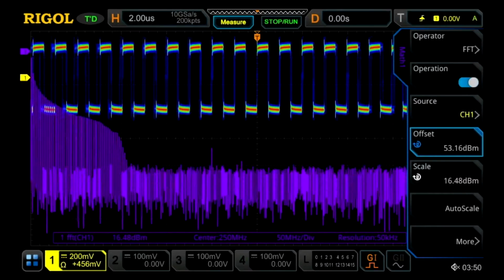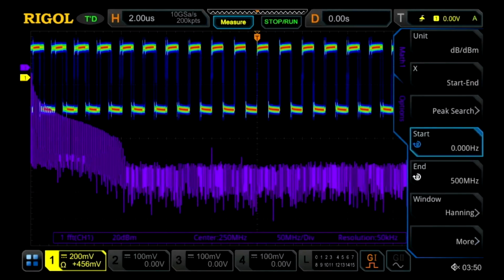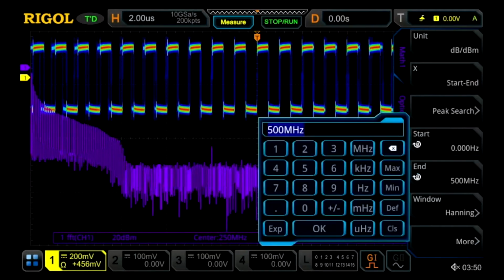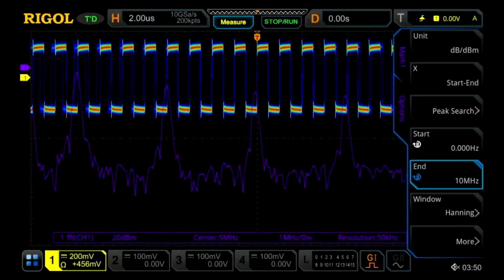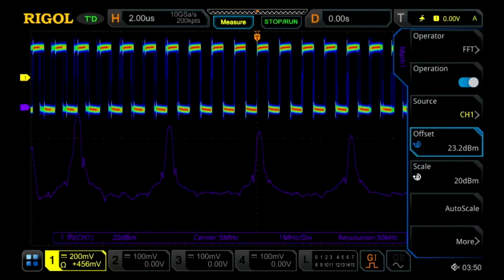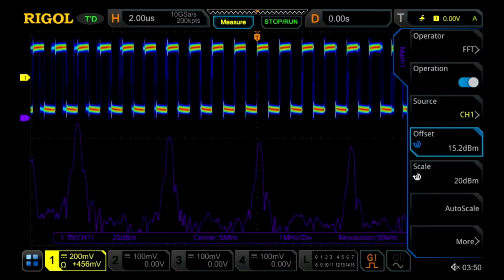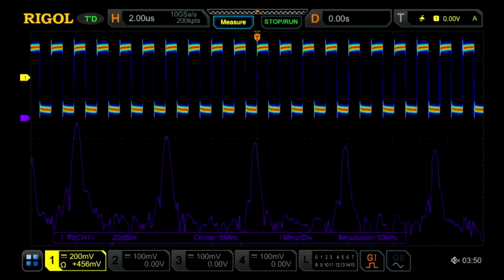So now we see the FFT of the entire span. Let's scale that down a little bit. And since it's only a 1 megahertz square wave, let's just look out to 10 megahertz instead of the full band. And now we'll just adjust that. So now we can see the base frequency and the odd harmonics, the first few of those odd harmonics.